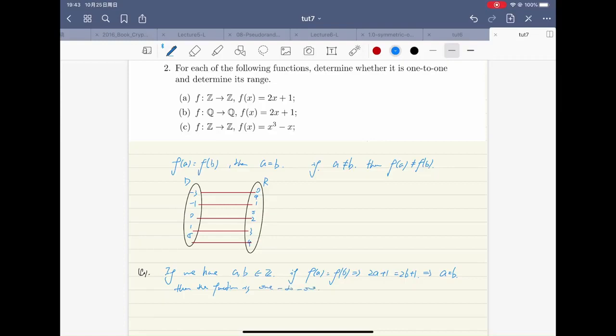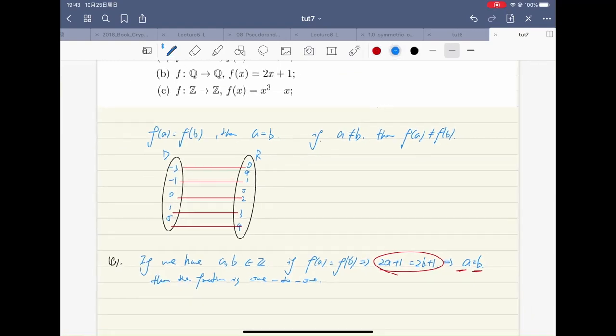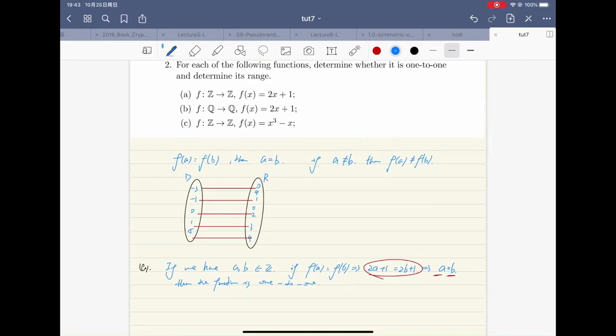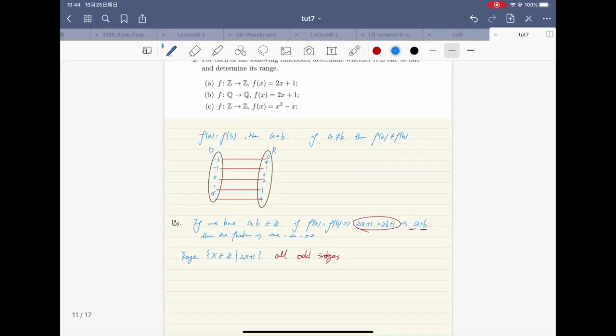So we see here, we know a must equal to b, right? So this function is one-to-one, and the range should be x belongs to integer and 2x plus 1, which is an odd number, right? Odd numbers. I mean, they are integers. That's the function A.